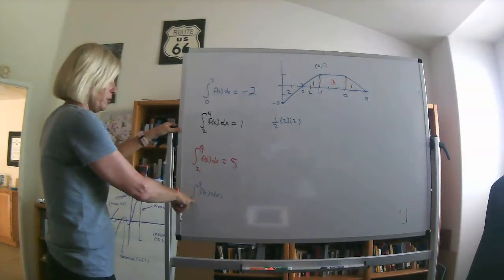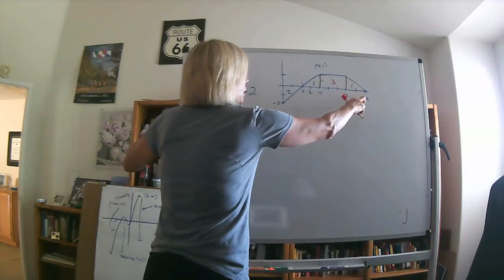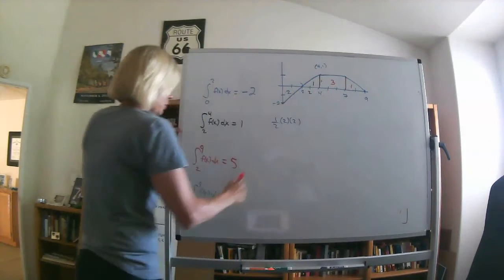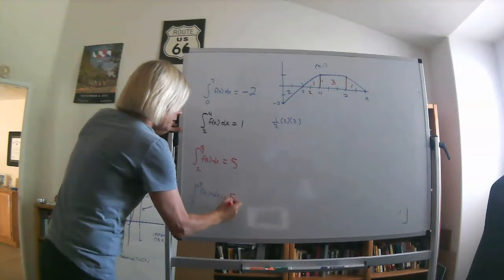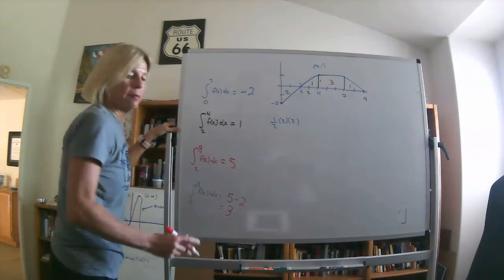Finally, the integral from 0 to 9. I know from 2 to 9 I have 5. This is a negative 2, so my final answer, 5 minus 2, is 3.